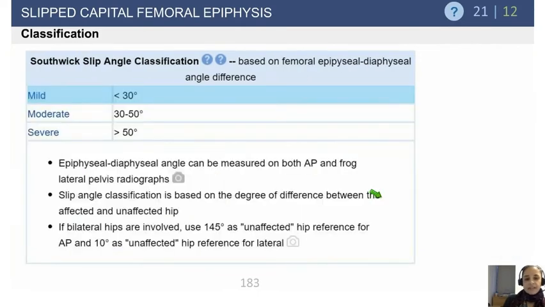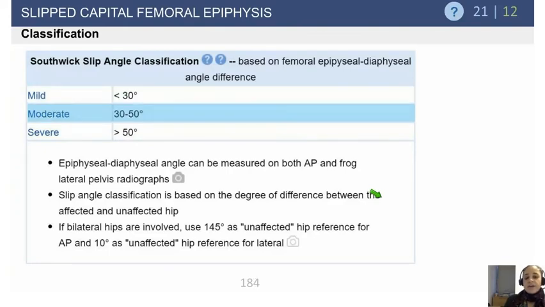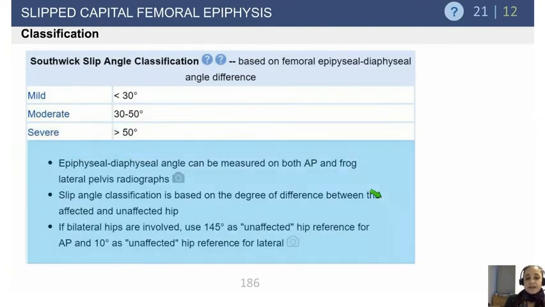And essentially, your classification is mild if it's less than 30 degrees, moderate if it's 30 to 50 degrees, and greater than 50 degrees we consider severe. So if you have bilateral involvement, you can use 145 degrees as your hip reference on the AP and 10 degrees on the frog lateral.